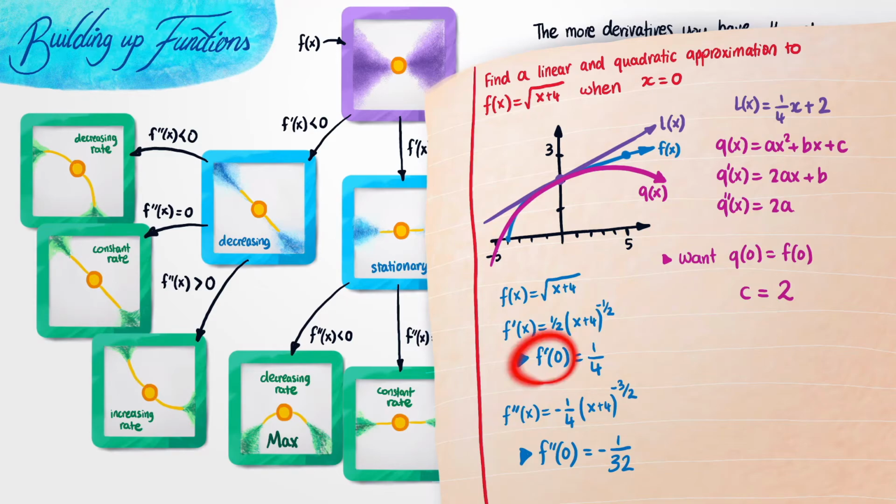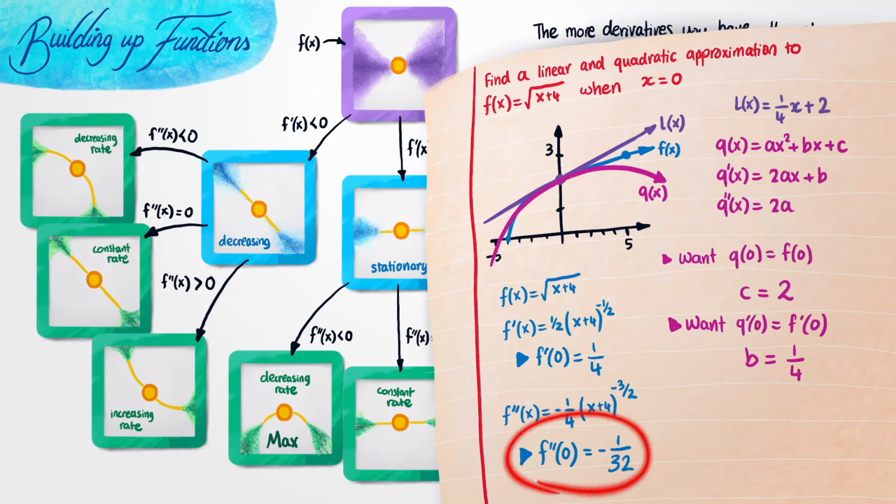We want f dash of 0 to be exactly equal to q dash of 0, because we want the gradients to be the same. We can see that f dash of 0 is 1 on 4, and q dash of 0 is just going to be b, because this 2ax is going to cross out. So I bet you can guess what we're going to do next.